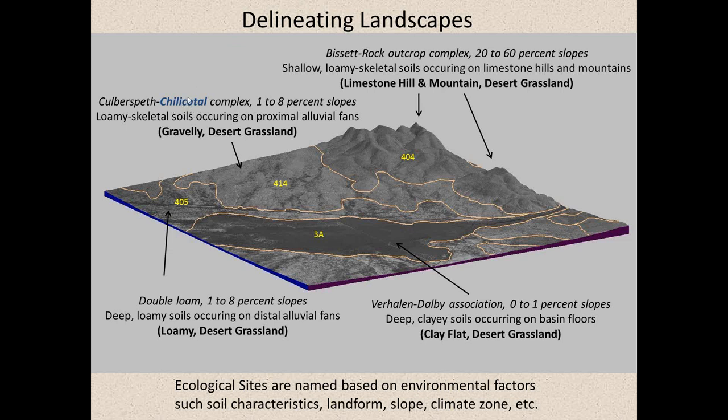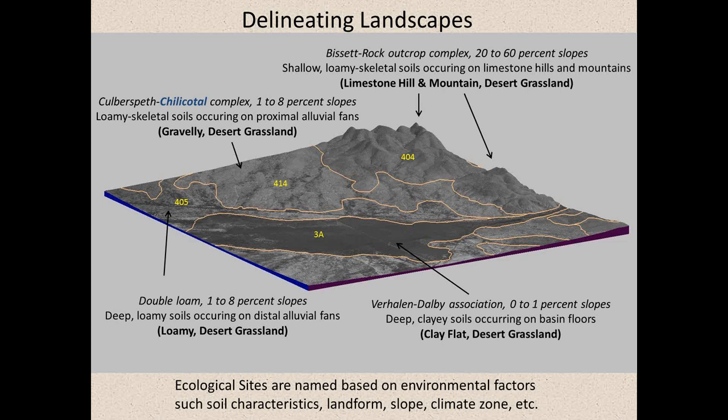Here's that Chilicotal name from the previous slide, used in a soil map unit name here in italics, Coperspeth-Chilicotal complex, 1 to 8% slopes. That is a soil map unit name. It's a soil map unit component. And the ecological sites in our database are linked to individual components. Here the Chilicotal is linked to gravelly, as is the Coperspeth. And basically soil scientists delineate the landscape. They divide the landscape into segments by using the soil series and the ecological site name.